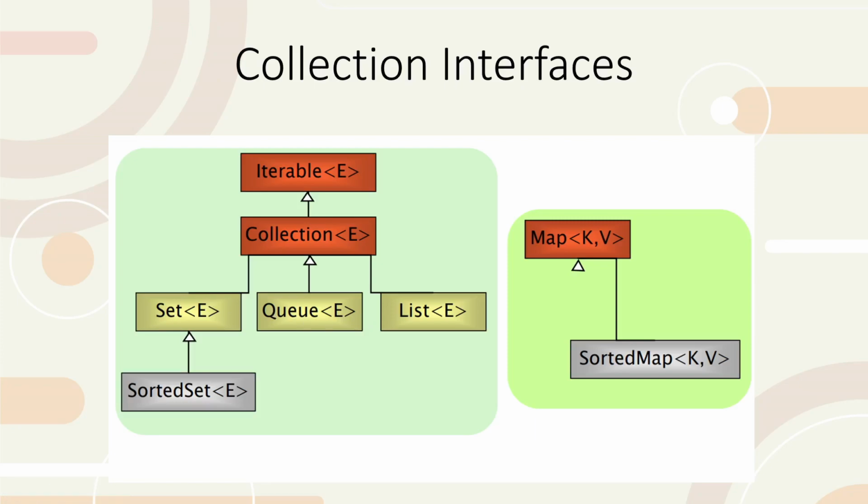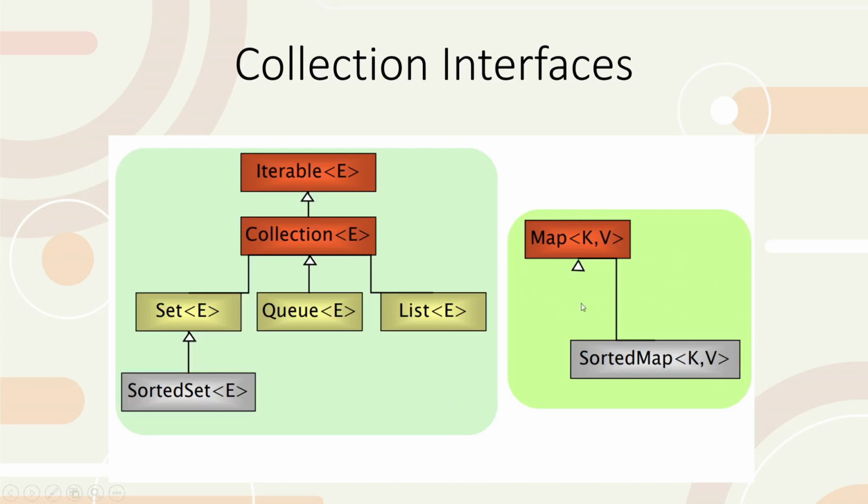The List interface extends Collection and provides an ordered collection of elements where duplicates are allowed. The Set interface also extends Collection but does not allow duplicates. The Queue interface represents a collection designed for holding elements prior to processing and orders elements in a first in, first out manner, that is FIFO.